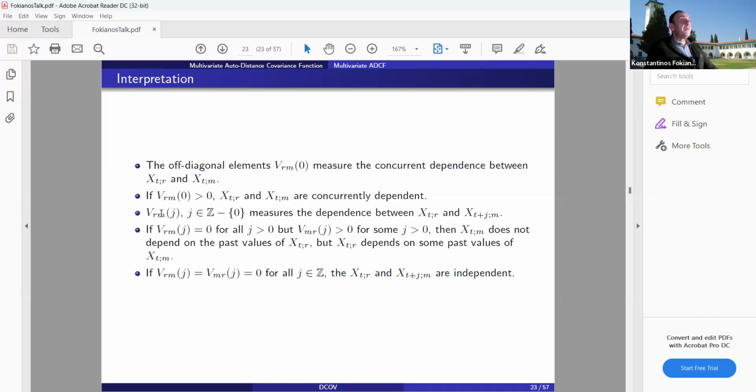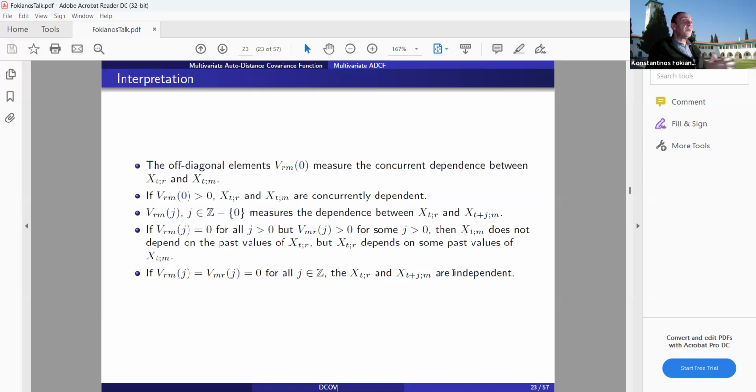Now, VRMJ, if J is not 0, measures the dependence between these two components. If this is 0 for all positive J, but VMRJ is greater than 0 for some J, then we can conclude that XTM does not depend on the past values of XTR, but XTR depends on some past values of XTM. And if this is 0 for all J, then these two are independent.